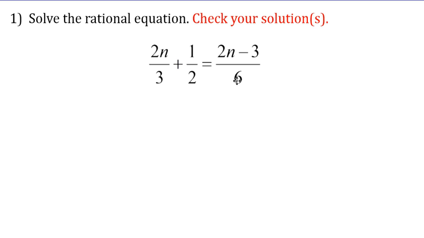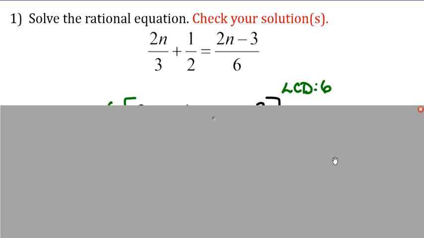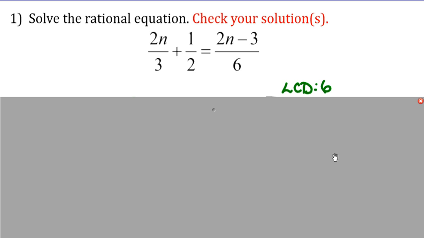Let's think about what we have to work with. 3, that's 3 times 1. 2, 2 times 1. 6 comes from 6 times 1 or 2 times 3. These are elements of this denominator, so we could have a common denominator of 6 in order to add the expressions together. So if we know what the common denominator is, how is that going to help us find and solve our equation? Find n and solve the equation.